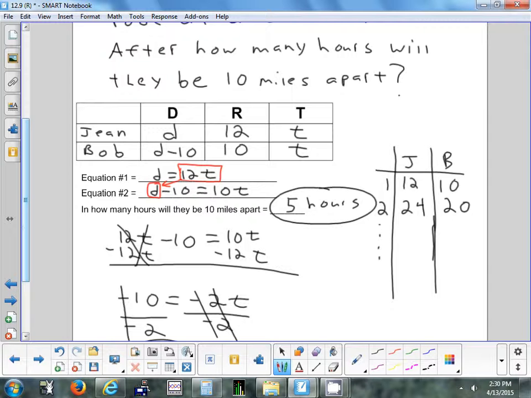Okay, so I'm trying to give you guys a hint, a suggestion, if you get stuck on the test, of how to at least get the answer and get some credit, even if you get stuck and you couldn't get the equations, just using common sense and making a table like that. This isn't always practical, but in this problem, you could do it.